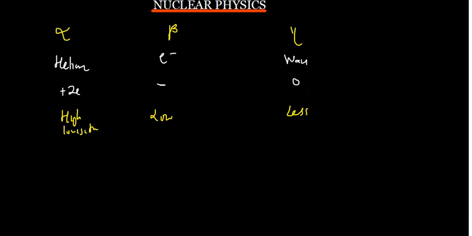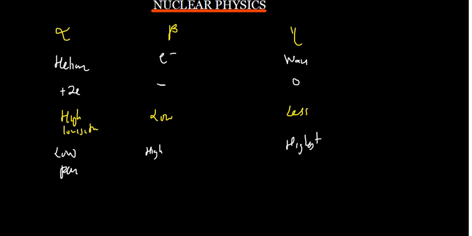Now let's also look at their penetrating power. As we saw, alpha can be stopped by a paper, meaning it has low penetrating power. And then beta, we saw that they could not be stopped by a paper, but they could be stopped by aluminium, meaning they've got a higher penetrating power. And then gamma has the highest penetrating power. They can only be stopped by lead.